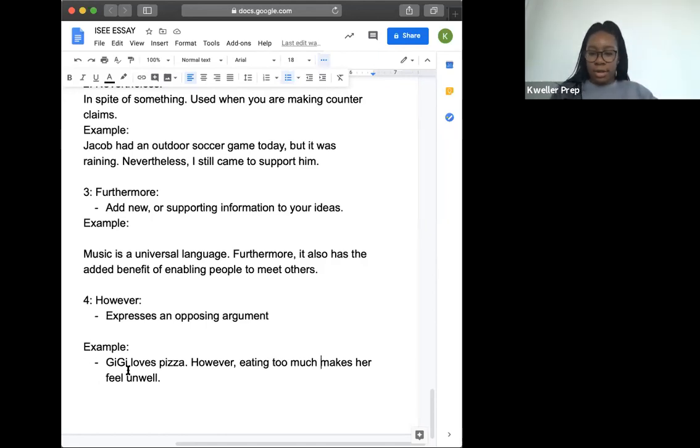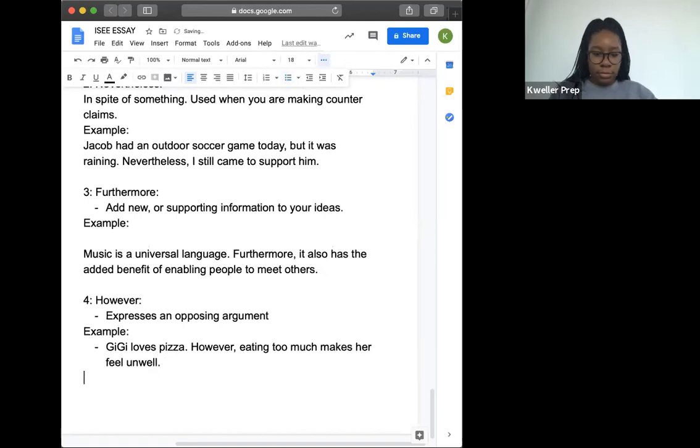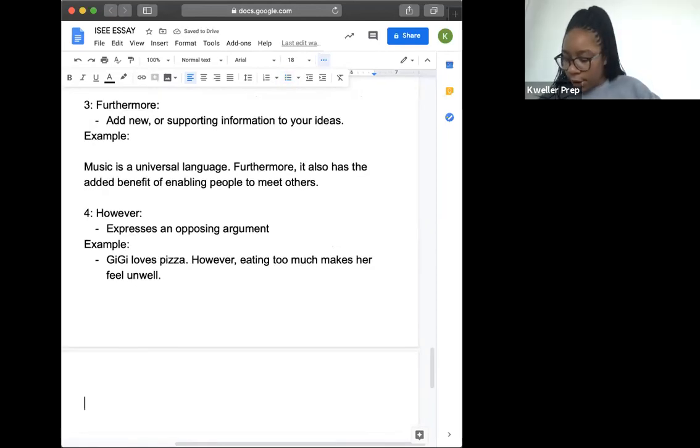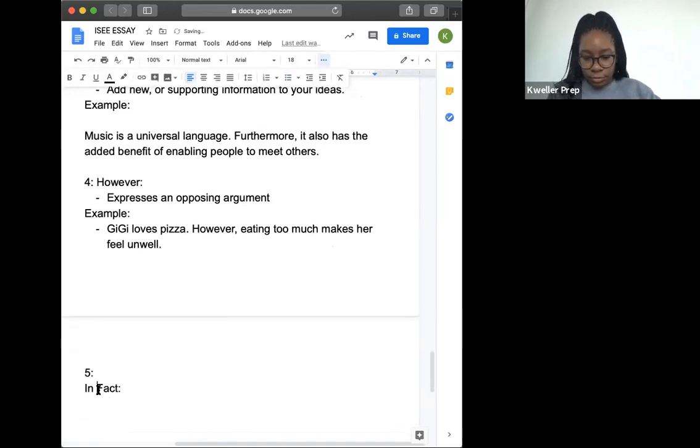So there is that one. The next word that we're going to use is in fact. And the purpose of this phrase is to give emphasis.